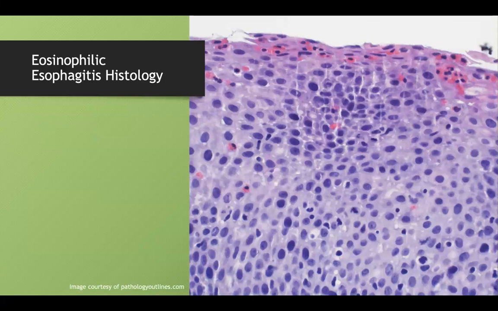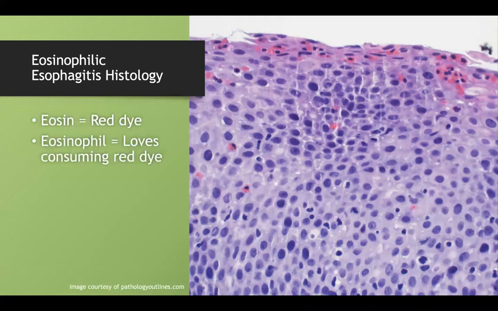And so just what does eosinophilic mean? Eosin is a red dye, and an eosinophil is basically a cell that loves consuming red dye. So the cells are going to appear red or pink. And you can see a ton of eosinophils up in this top layer in somebody with eosinophilic esophagitis.